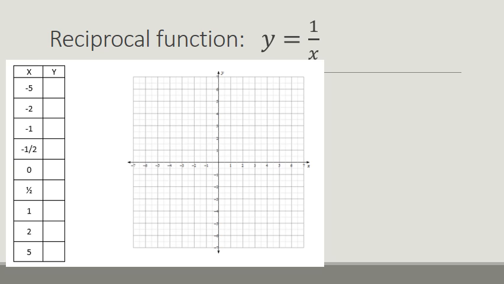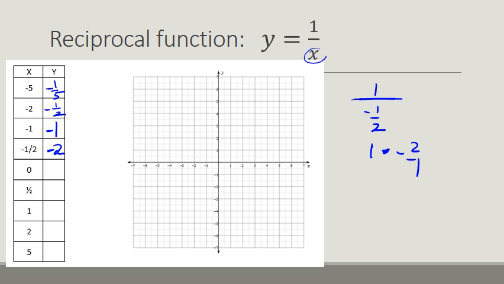So if I'm going to pick some values to graph this, if I put -5 in, I'm going to get -1/5. If I put -2 in, I'm going to get -1/2. If I put -1 in, I get -1. If I put in -1/2, that's the same as 1 over -1/2. This is division, so I have to flip and multiply, so it's 1 times -2 over 1, which is -2.